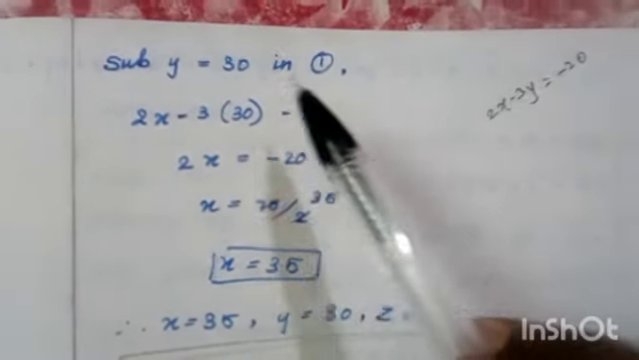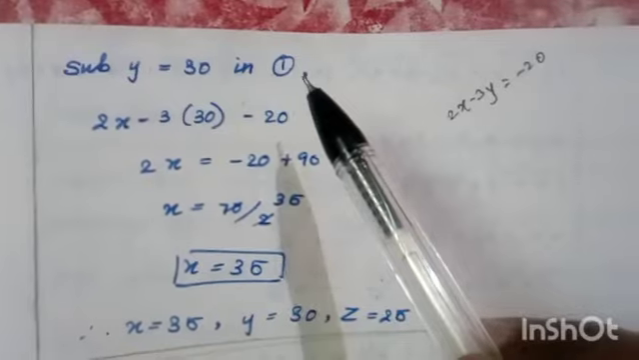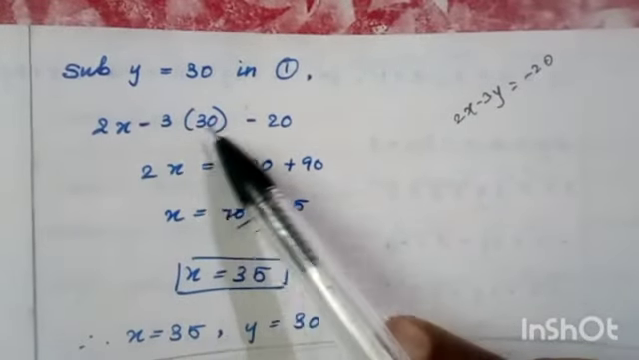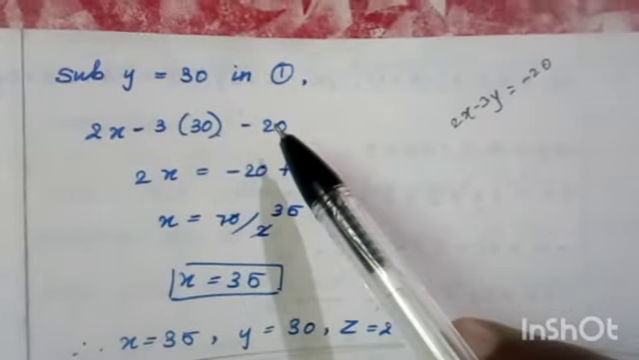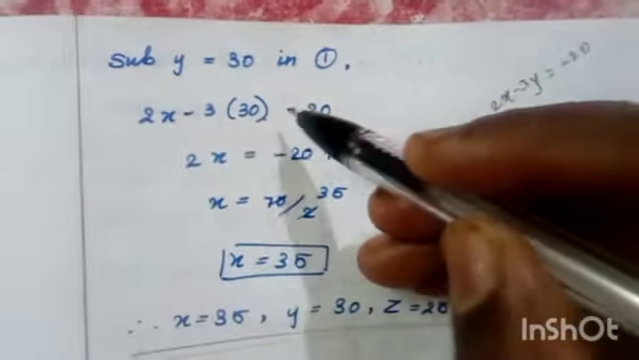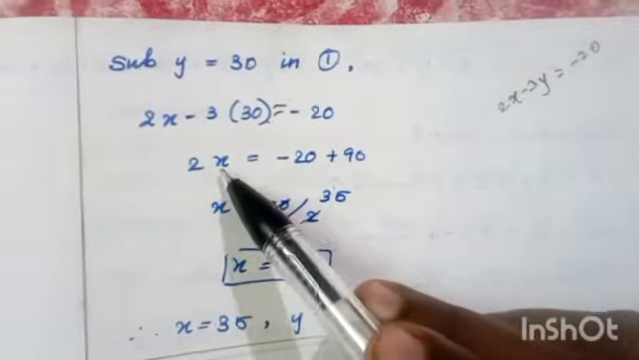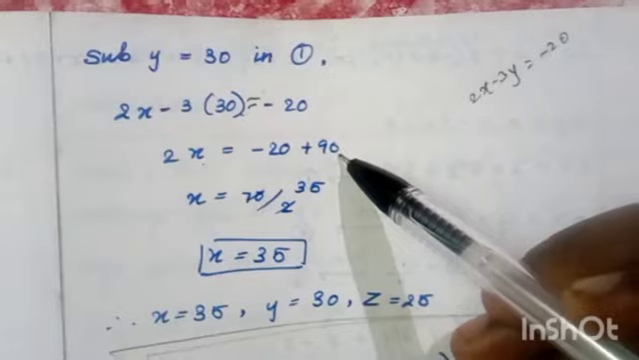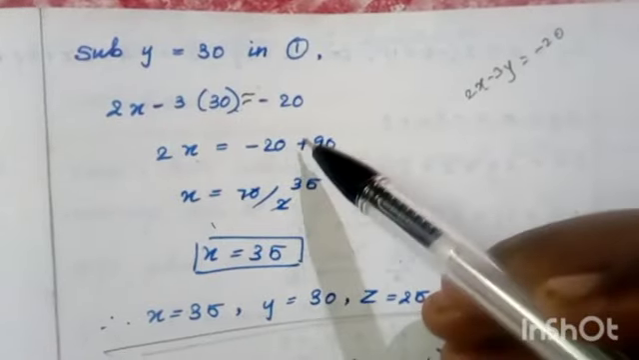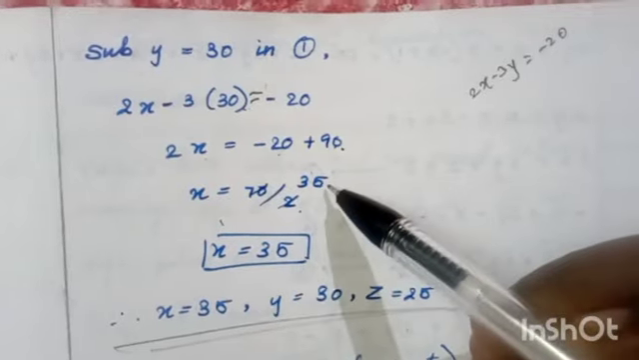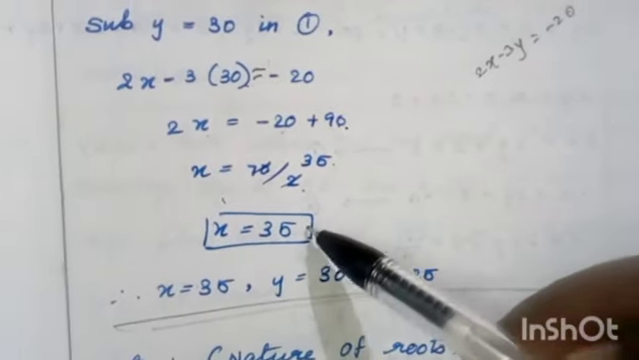Now we have to substitute the y value in equation 1. Equation 1 is 2x minus 3y equal to minus 20. So 2x minus 3 into 30, y value 30, equal to minus 20. So 2x is equal to this minus 90 transposed here, it is a plus 90. So x is equal to, you have to subtract these two, 75 by 2... x is equal to 35.